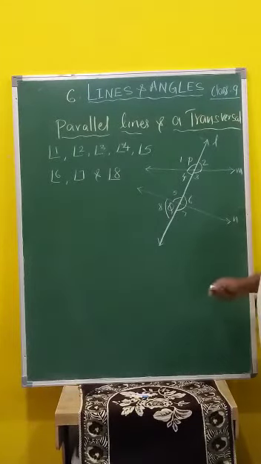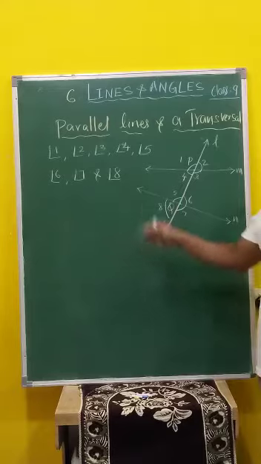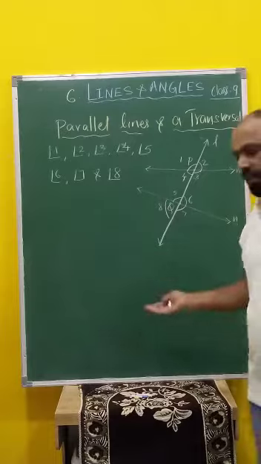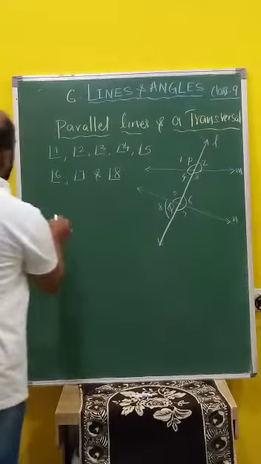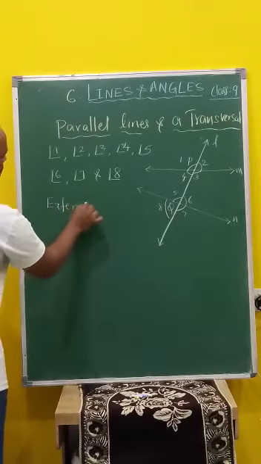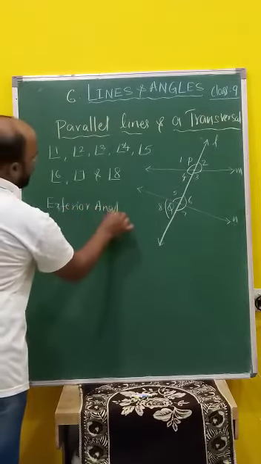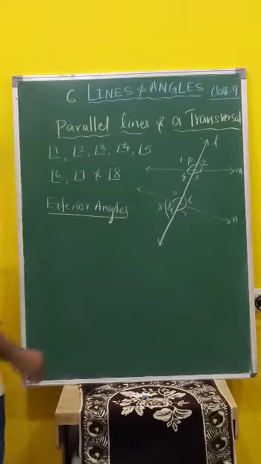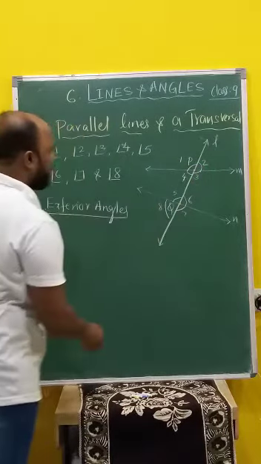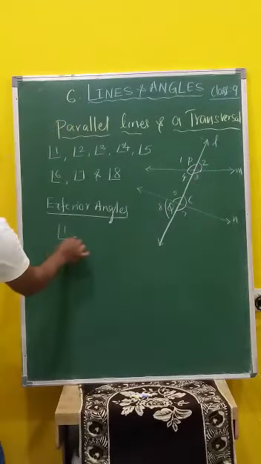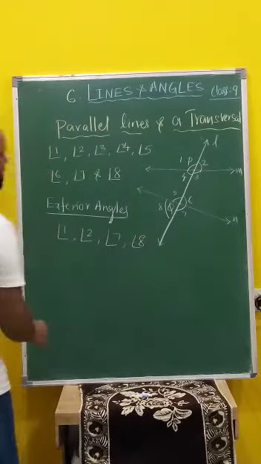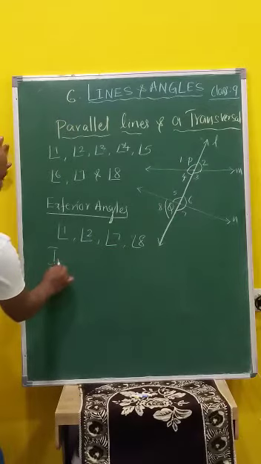Now, interior angles and exterior angles. Interior means inside, exterior means outside. First I'll write exterior angles. Observe here, exterior means outside. What are they? Exterior angles are 1, 2, 7 and 8. These are the exterior angles.